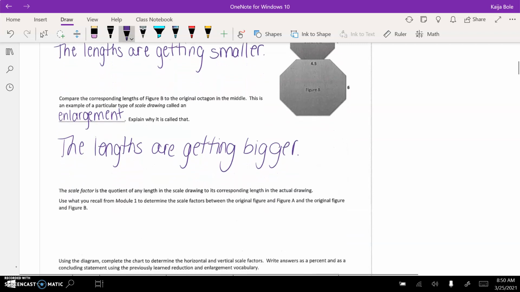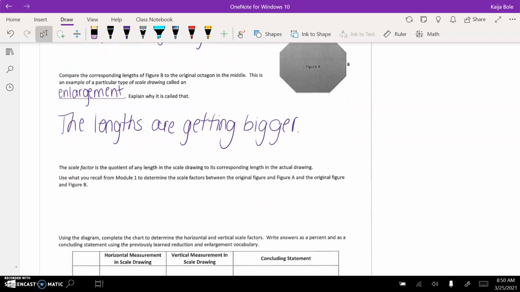Okay, so those are some of the basics. The scale factor is the quotient of any length in the scale drawing to its corresponding length in the actual drawing. So we have talked about this. What this is really going over again is that it's always scale over the original. Or another way to think about this is the part over the whole. We've talked about this for like months now.